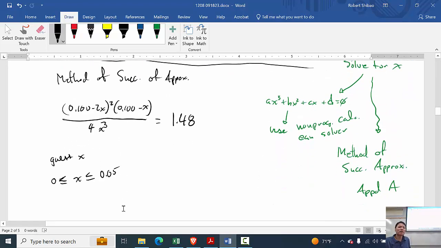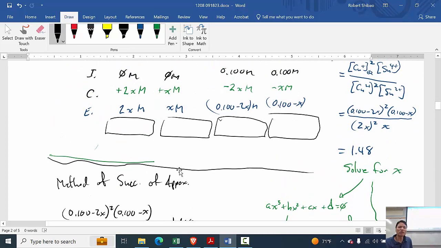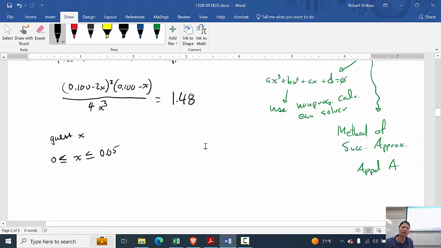All right, then it's going to be an educated guess. The ratio is 148. If the ratio were 1, then it should be even, 50-50. But the ratio is slightly biased towards product, since it's greater than 1. And so that means it should be less than 0.05. And so let's go ahead and take a guess. What do you want to guess is your first x?